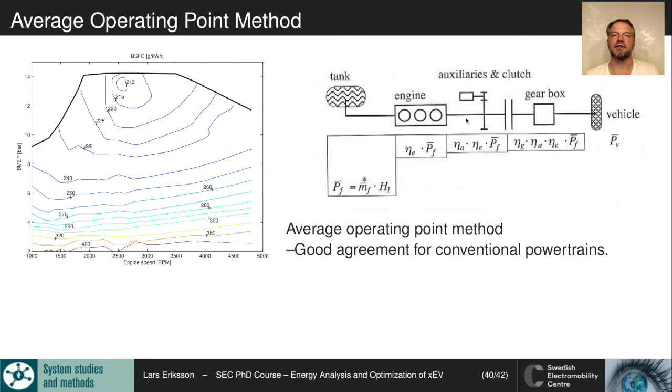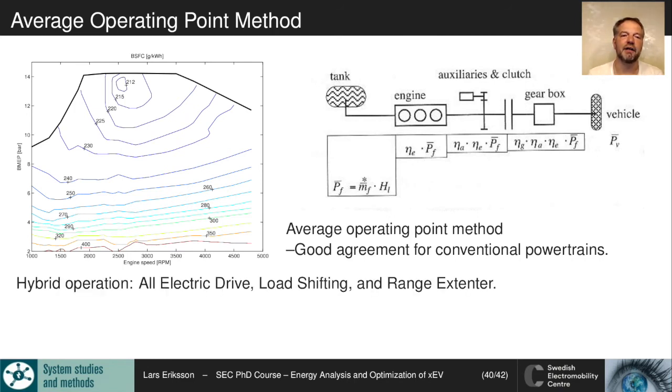And what we're looking at here when we are loading the engine is that the cycle in average might end up in some point here. So we say that the cycle has this average requirement of torque and this average engine speed. Then we take the data for that point and use it in the average operating point method to get the fuel economy estimate.